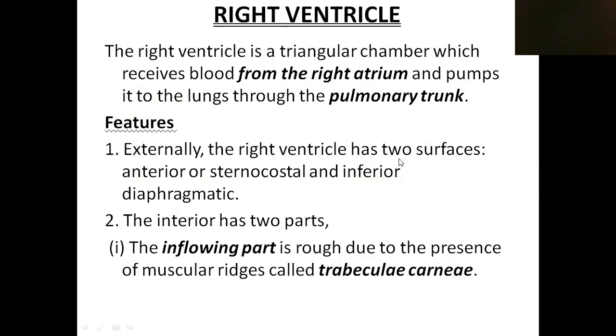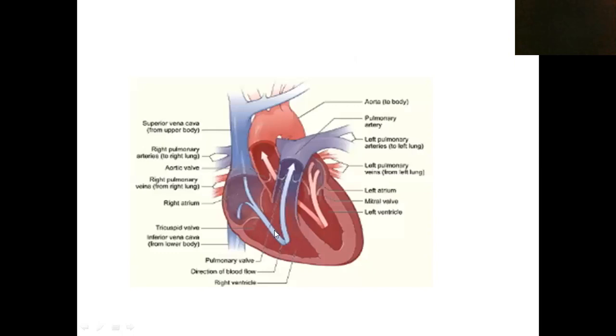Externally, the right ventricle has two surfaces, anterior surface and inferior surface. I already told you. Okay. Then internal features. It is having one inflowing part and one outflowing part. Okay, this is the inflowing part, and this one is an outflowing part. So this right ventricle is having one inflowing part and one outflowing part.